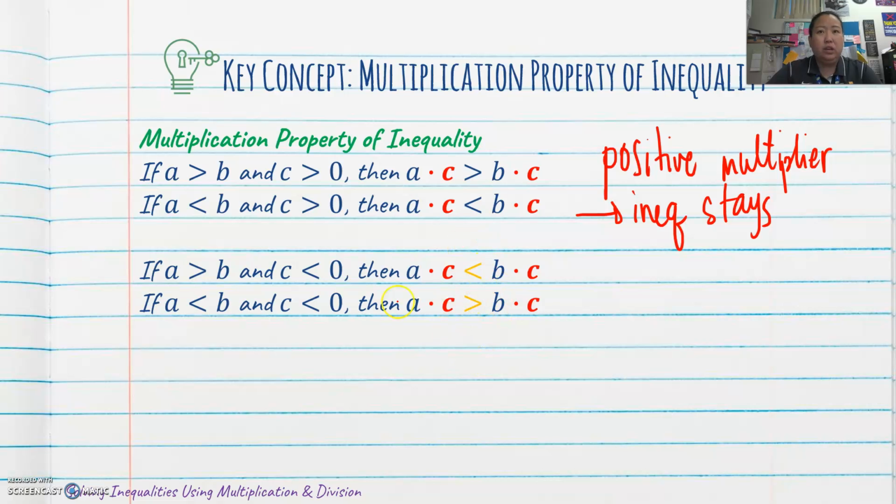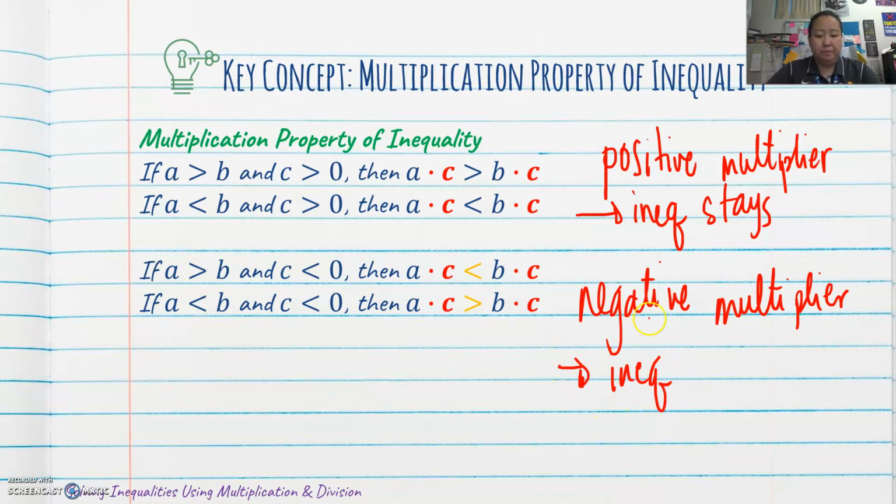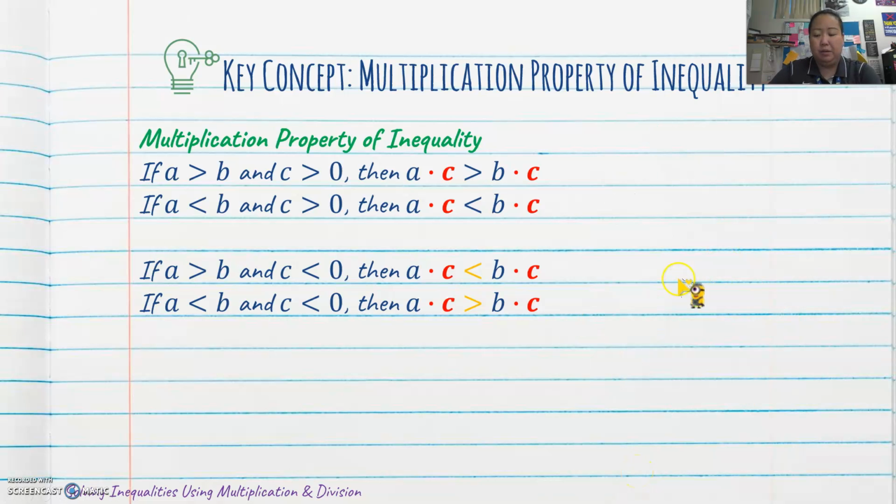So as you can see here, if your C, the multiplier, is a negative number, your inequality will now change. So that is the only thing that's different. So negative multiplier, your inequality changes. It will be in the opposite direction. So remember, this only happens if you're multiplying by a negative number.